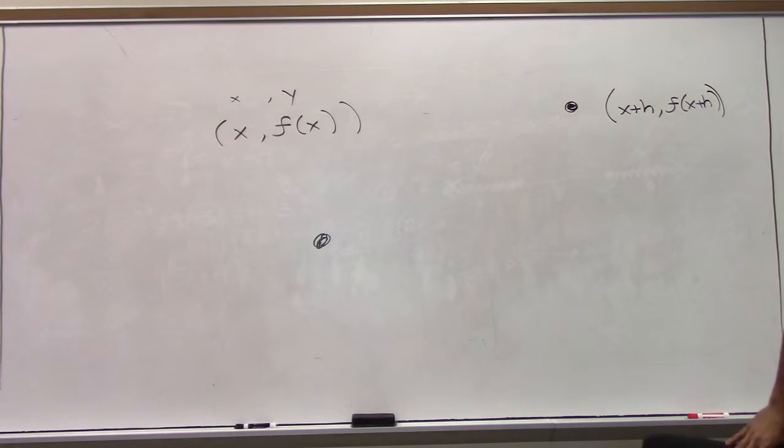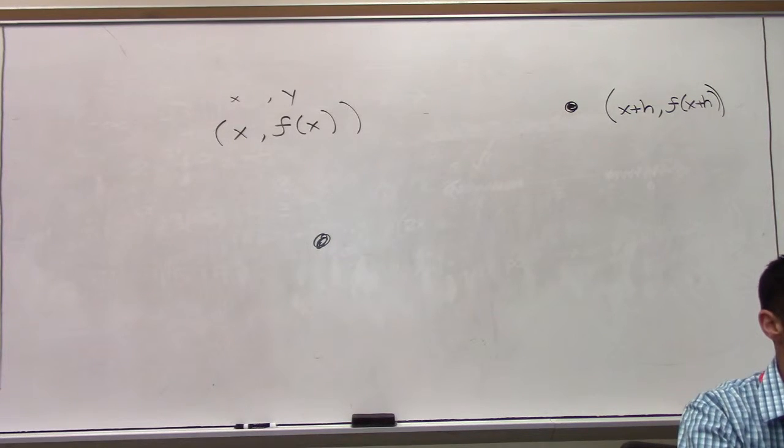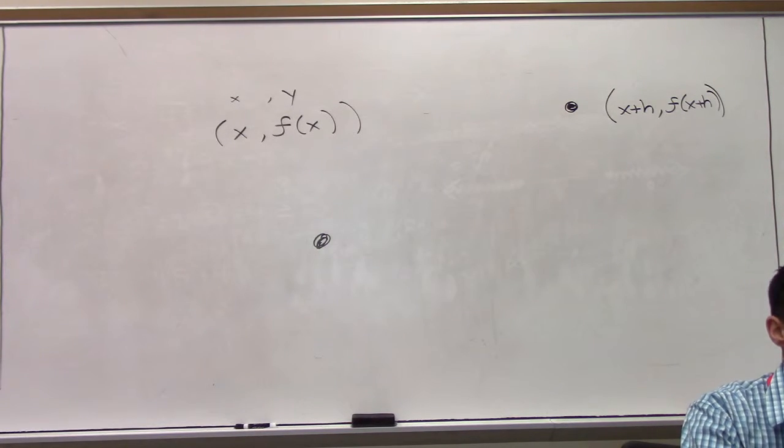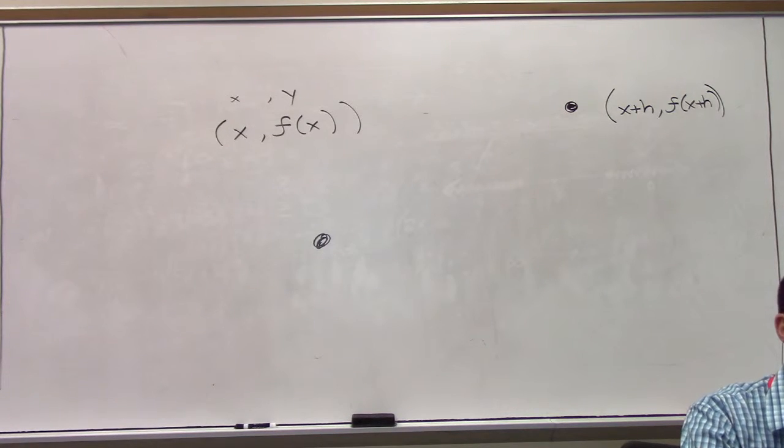I didn't draw the curve. Now, we said rise over run: if you have two points, you can find the slope. This slope right here will be the rise this way over the run this way. Now, rise is the height of this point minus the height of this point.